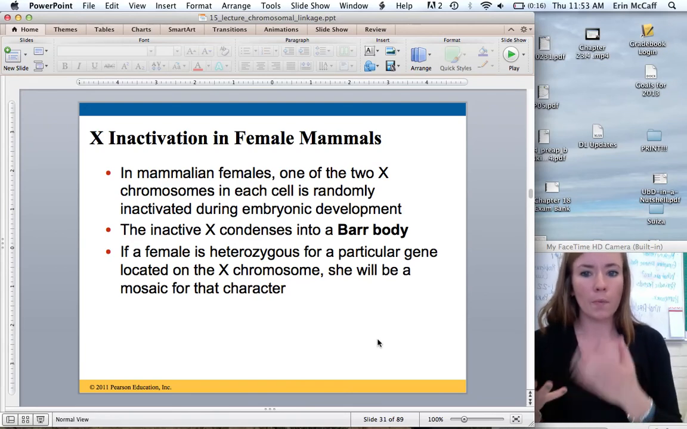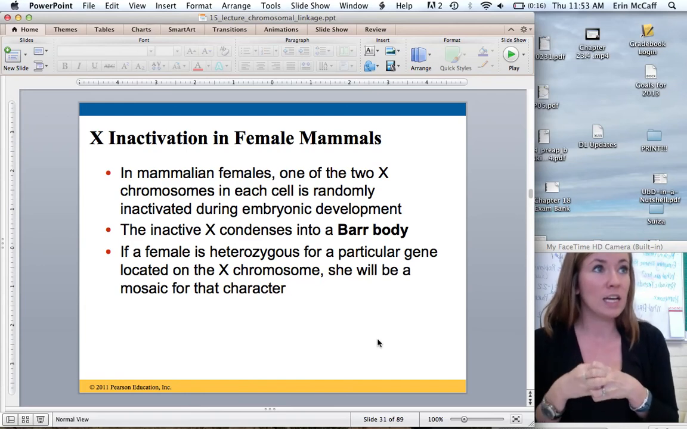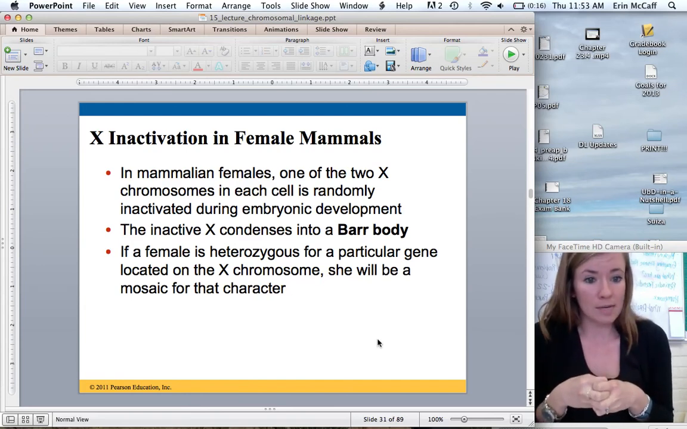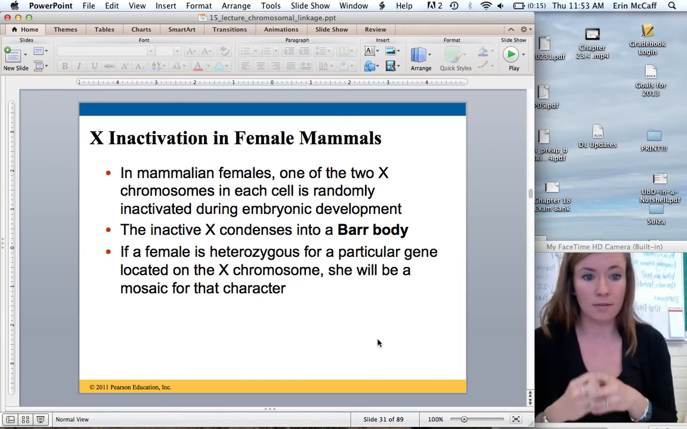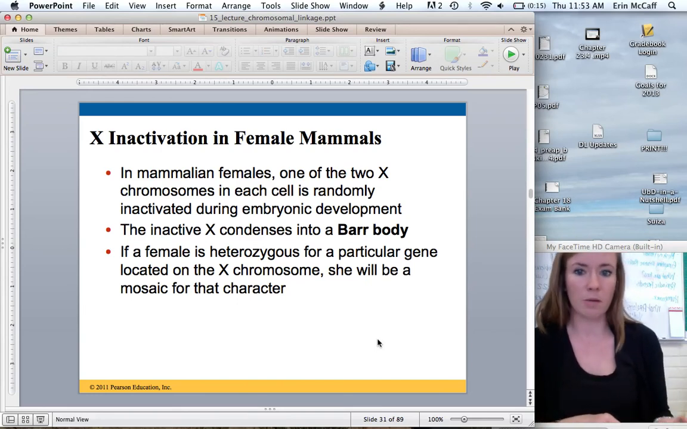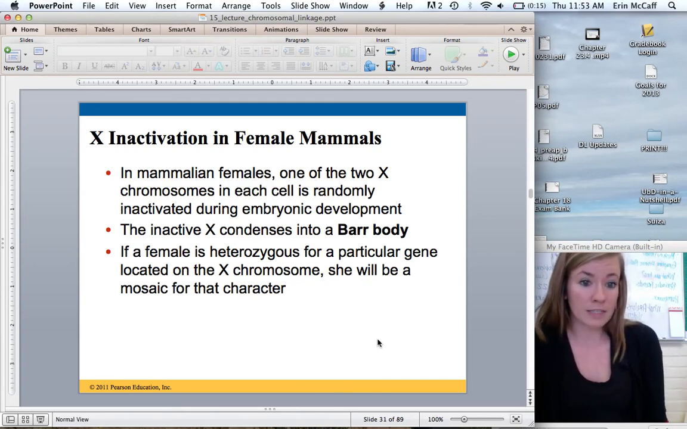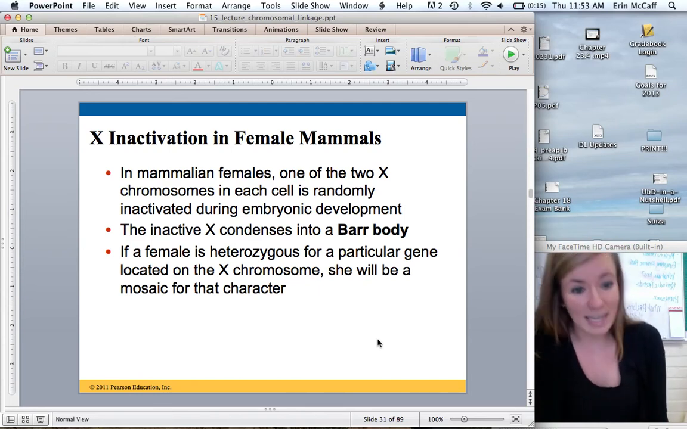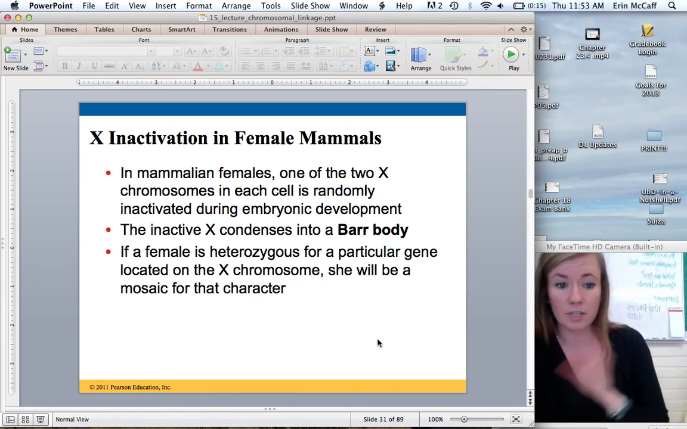And so the inactive X basically just condenses down really tightly so that it can't be made into any more proteins, it can't be accessed, and it's called a Barr body. Okay, so the inactive X is called a Barr body. This happens randomly, like I said, and so it can be different between different parts of the female body. And so if you're heterozygous at the X chromosome for a specific allele, one of those is going to be inactivated in different cells, so you're going to be a mosaic for that character. That means that some of your cells are going to show the dominant trait and some of them are going to show the recessive trait.